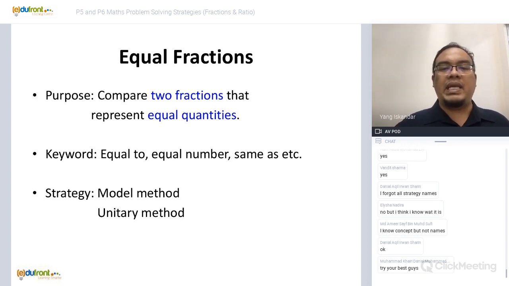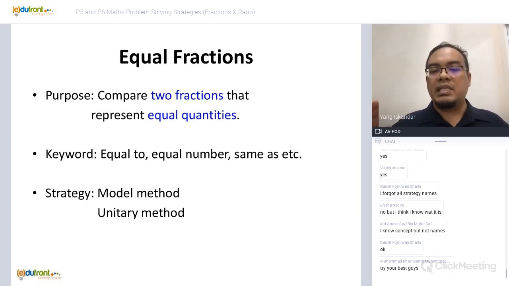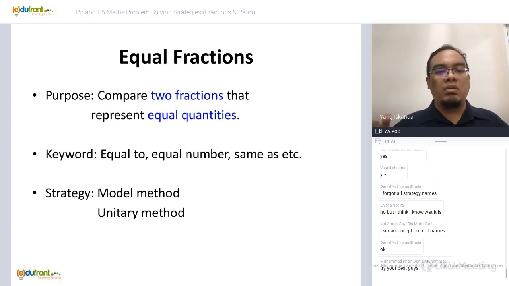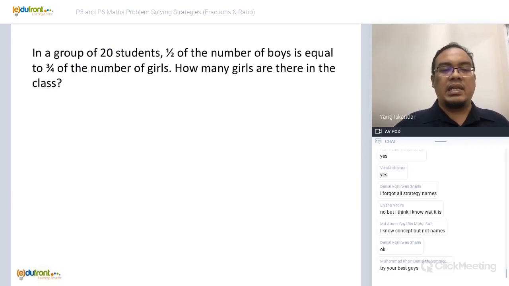I'm going to show you both methods and you are free to choose whichever is comfortable for you. Some students are familiar with the model method and prefer it, no problem, that's very good. Some of you say the model method is too troublesome because you're not good at drawing. You prefer the unitary method, no problem, as long as you get the correct answer. Both are accepted. MOE does not penalize you for using one method and not the other, as long as your method makes sense and you get the correct answer. Now let's take a look at the question.